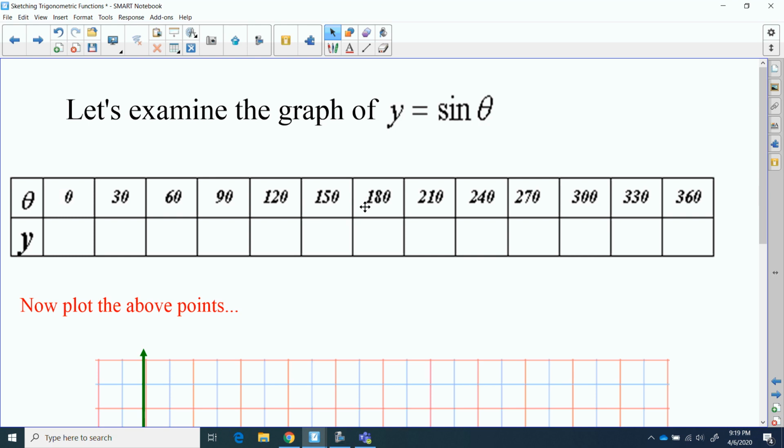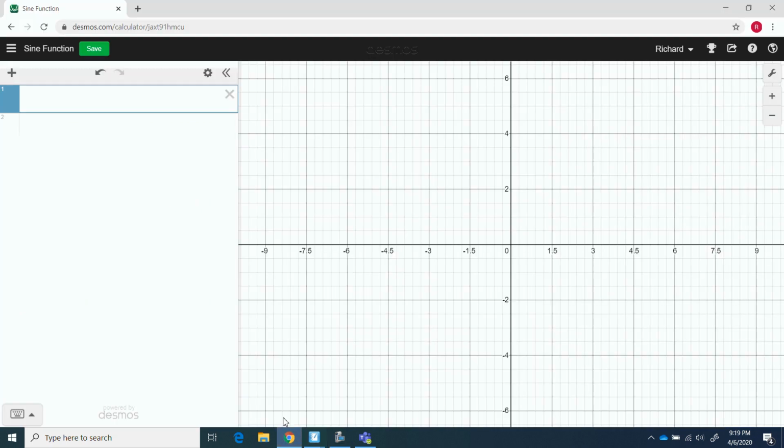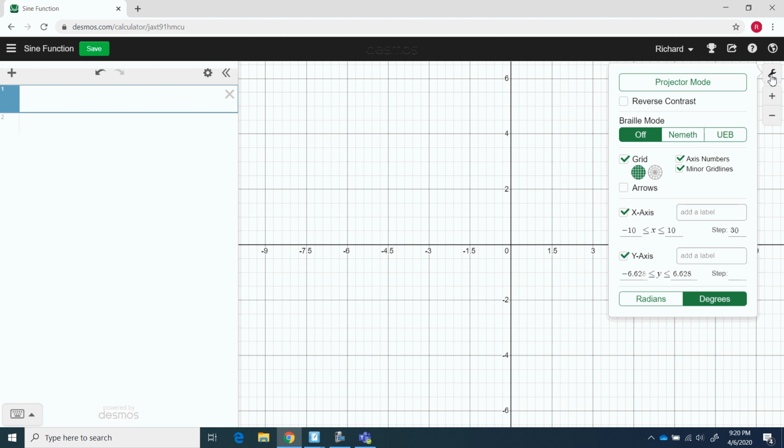Now, we can do it out by hand, but it would take us a little bit longer. So we're going to rely on Desmos, which hopefully all of you are familiar with. We've used it throughout the year, and I've got it all opened up and ready to go here. The first thing I would suggest is that we set up our graph scale. So we're going to go over to the wrench icon right here and select that. The first thing I'm going to do is make sure I'm in degrees, which I am.